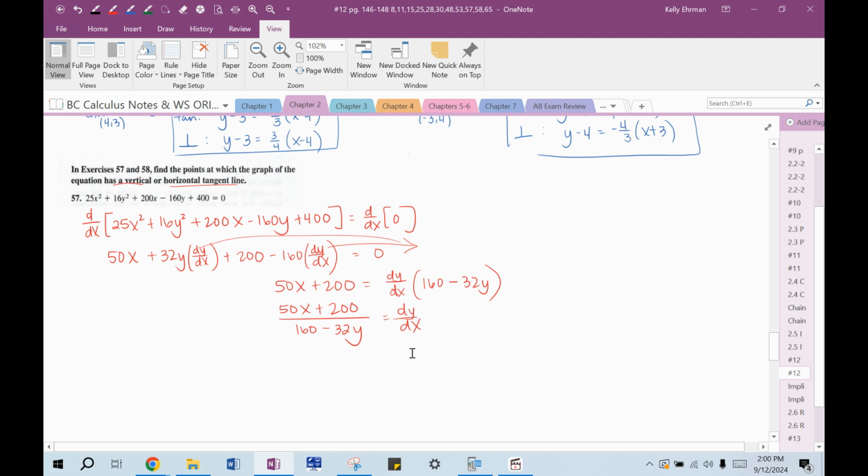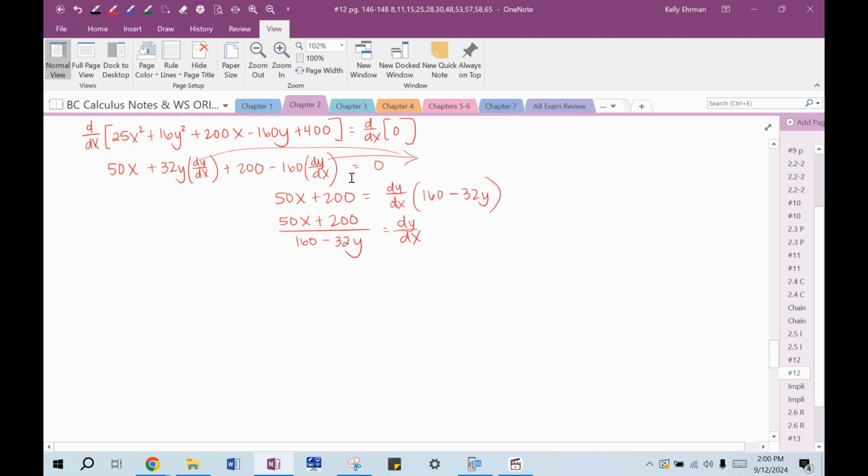So now what do we do? The problem says find the points. We're going to need xy points. Answers for x and y, for which the equation has a vertical or a horizontal tangent line. So let's start with vertical. There is a vertical tangent. You usually get a point on the AP test for writing this, by the way. So just writing this much of the problem, even if you forget everything else. There's a vertical tangent if dy dx is undefined. And how does this rational expression become undefined? If the denominator, 160 minus 32y, equals 0.